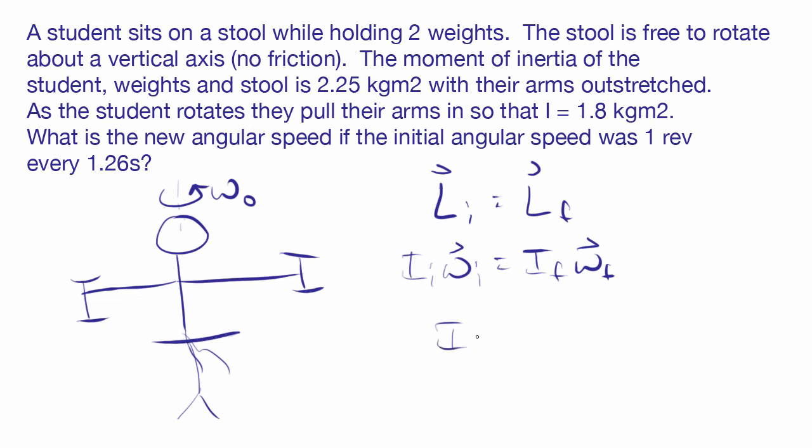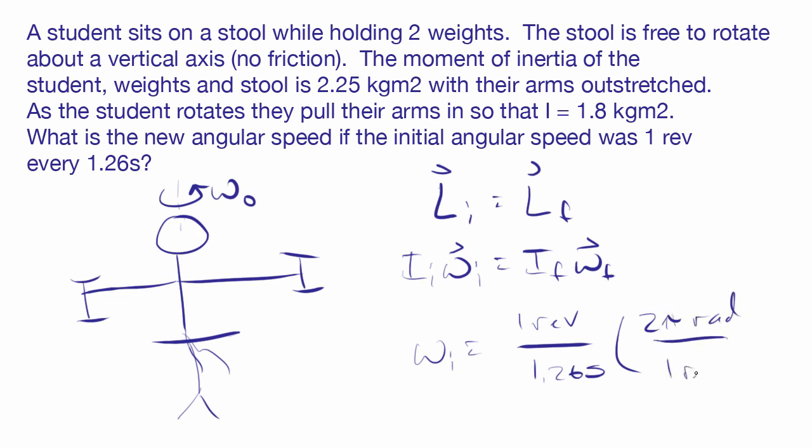What we need to do is figure out, we know the initial and the final moment of inertia. So all I need to do is plug in my angular speed. I gave you omega initial in some weird units, 1 revolution every 1.26 seconds, but we like radians per second, so we need to convert. And this, Chloe, is where 2 pi comes in, because it's 2 pi radians per 1 revolution. So if you do the division, I think it's 5 radians per second.